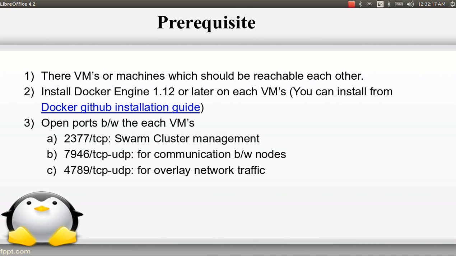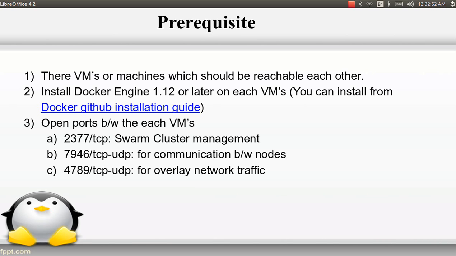So let's look at the prerequisites for the demo. We need 3 VMs which should be reachable from each other, and all the VMs should have Docker engine 1.12 or later. You can find the installation guide in the Docker GitHub installation guide. We need to open 3 ports: 2377 TCP for Swarm cluster management, 7946 to communicate between the nodes, and 4789 for overlay network traffic.